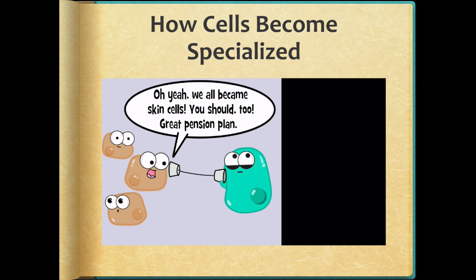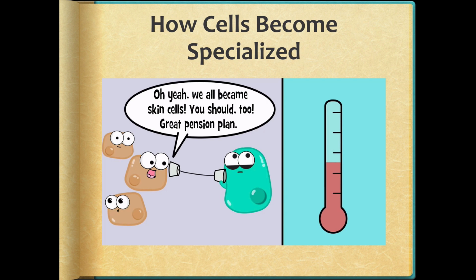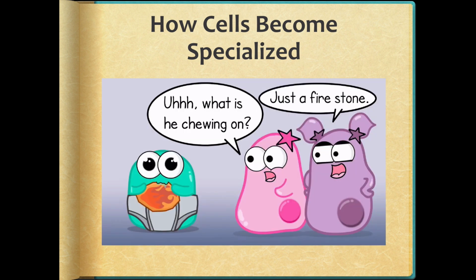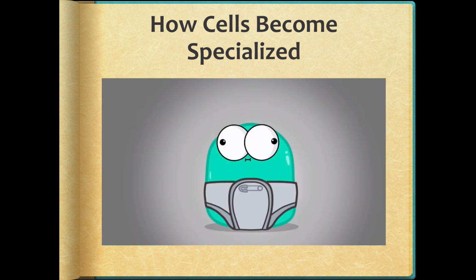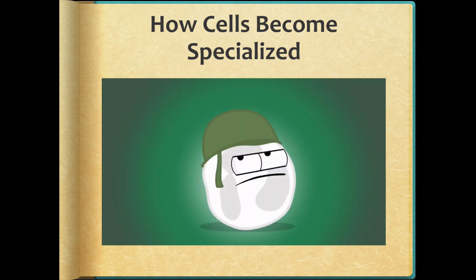External cues can even be environmental effects like temperature. There's still a lot of research in this area, and we can't wait to see what scientists discover about this in the next decade. So, stem cells are the unspecialized, undifferentiated cells that can become other cells in your body.